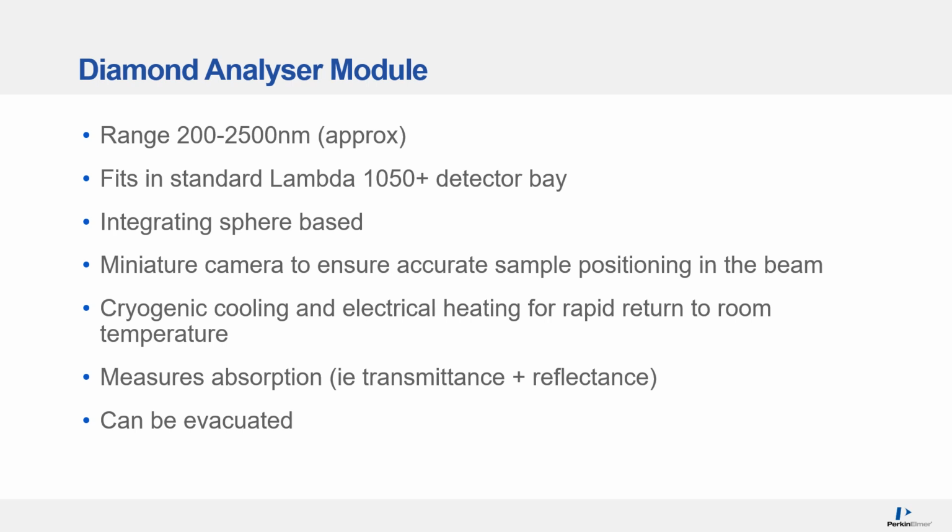Sample positioning is viewed using a miniature camera, allowing accurate positioning within the accessory, removing the problems that occur on standard instruments and accessories. Cryogenic cooling and electrical heating can be applied for gemstone temperature studies. The accessory is measuring the sum of the transmittance and reflectance, giving an absorption spectrum.